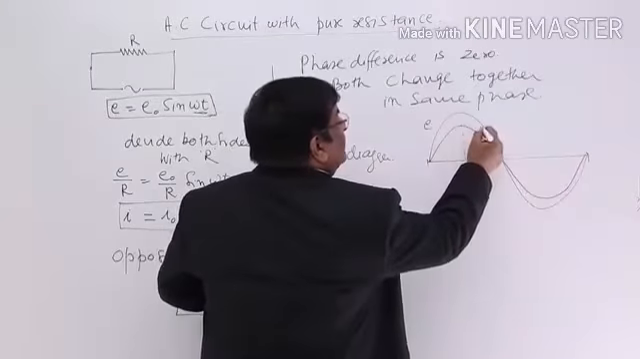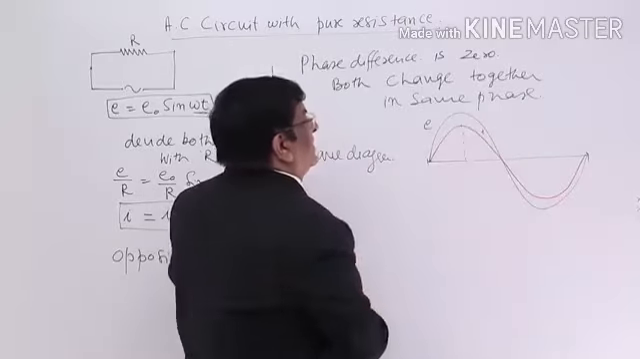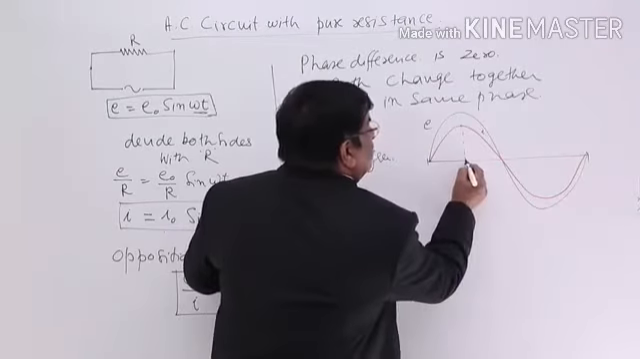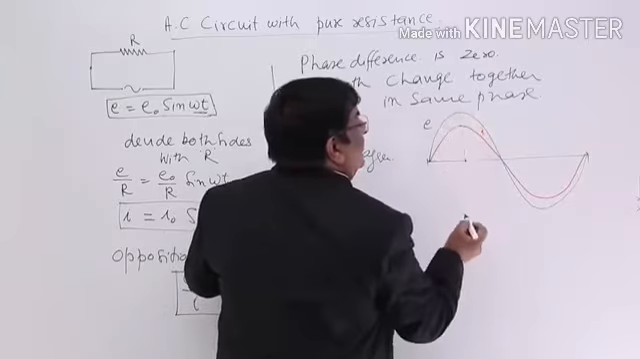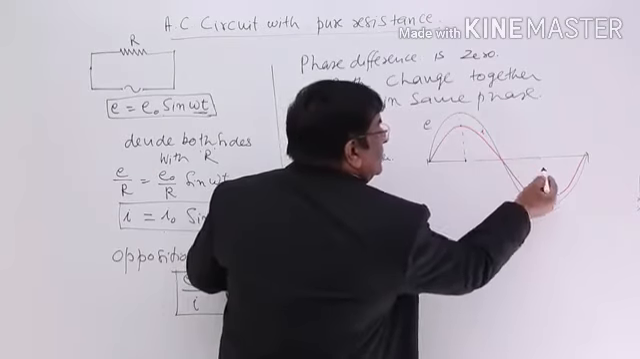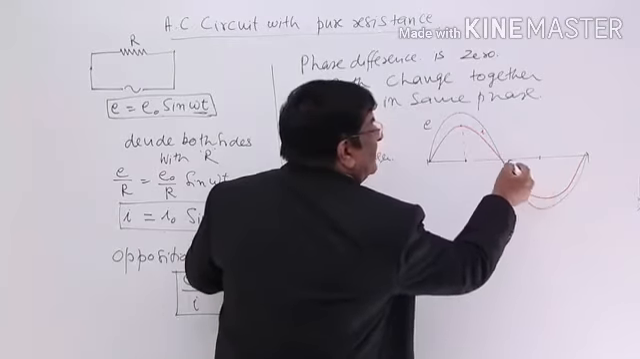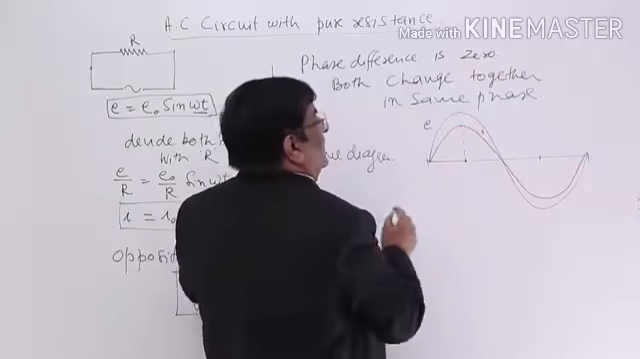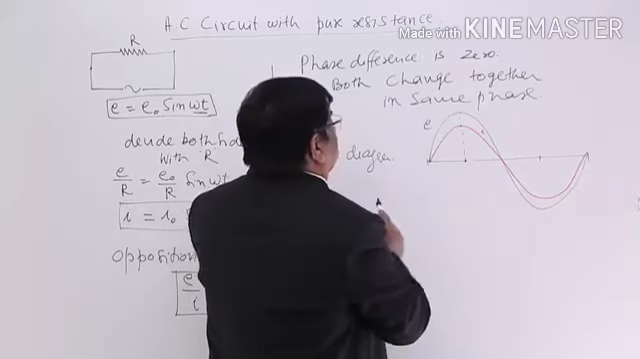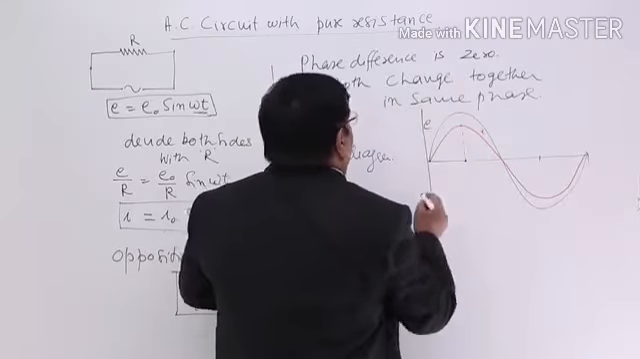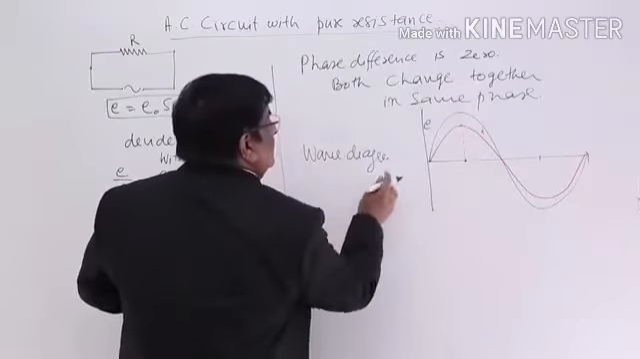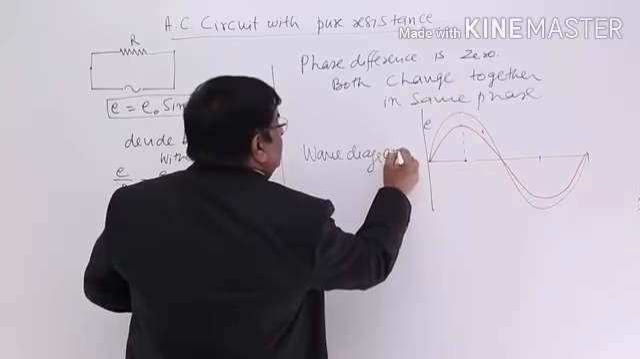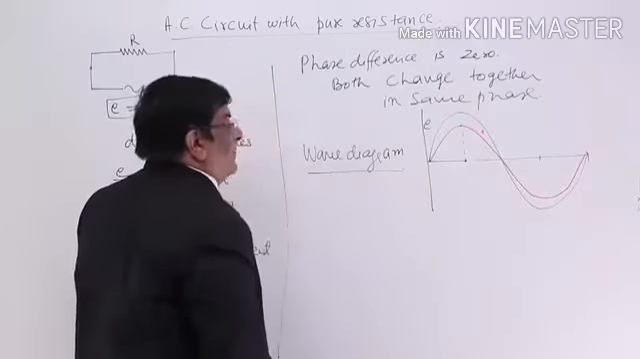This is I, and here you see at this time E is at peak, I is at peak. Both are 0, both are minimum at the same time. So there is no phase difference. So this is the wave diagram.